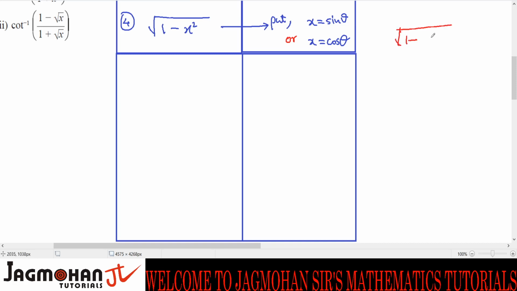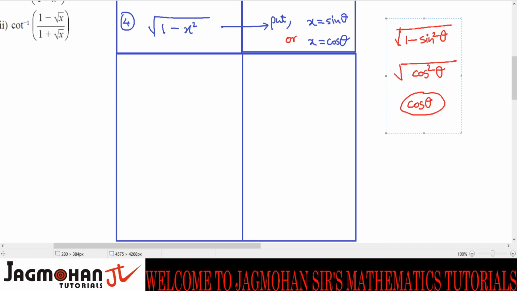So if I put here, it is square root of 1 minus x square. I put x as sine theta. So I will get 1 minus sine square theta, which is equal to cos square theta. And root of cos square theta becomes cos theta. See how simplified it has become. And the same thing would happen if you put x as cos theta. Either of these two will do if you have this expression.